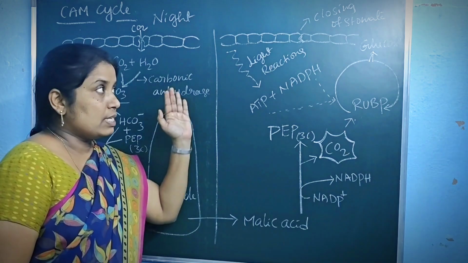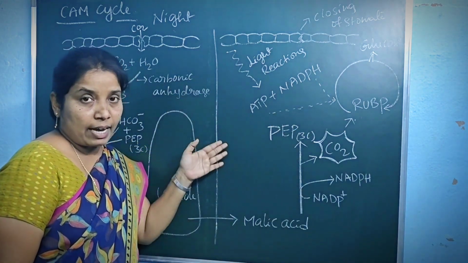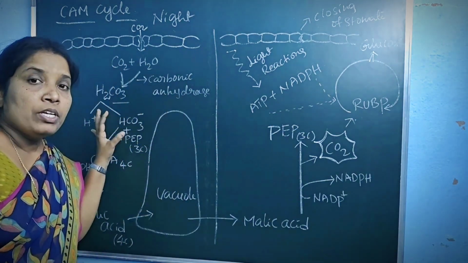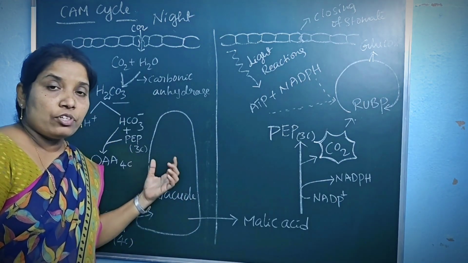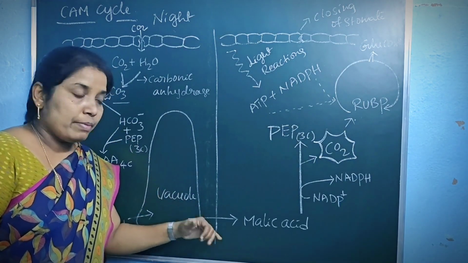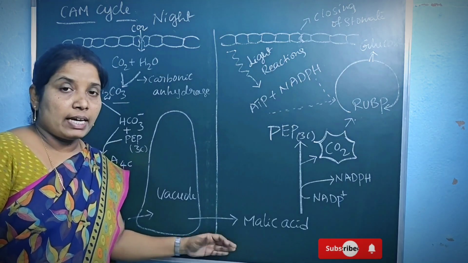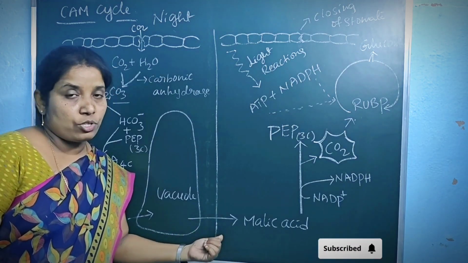Okay, so this is the part showing the daytime reactions. This is the part showing the nighttime reactions. Now the malic acid is diffused from the vacuole to the mesophyll cell. So they come out from the vacuole to the mesophyll cell.